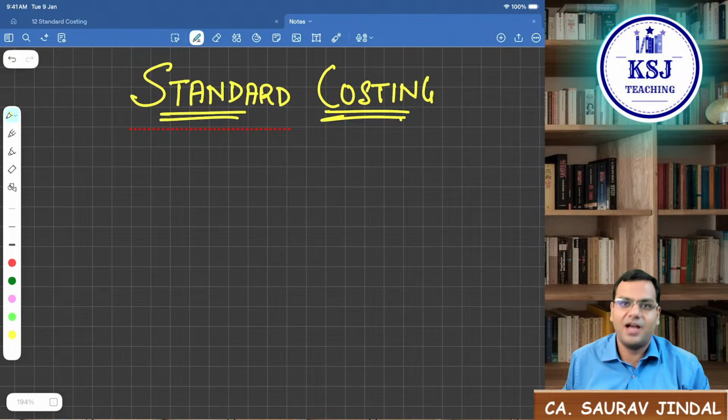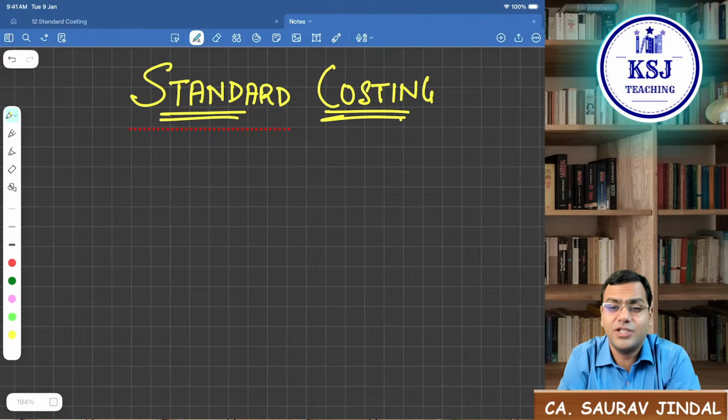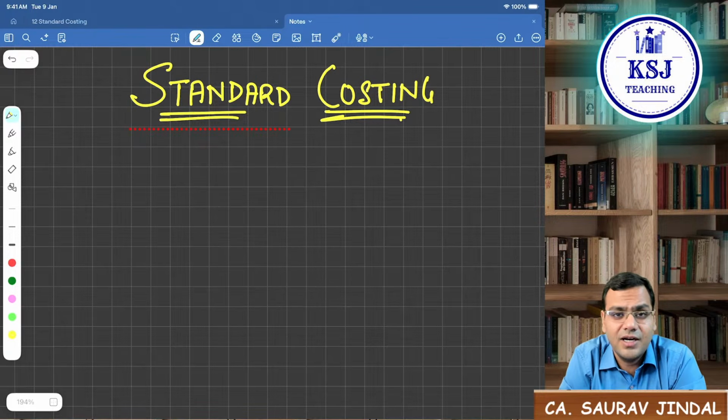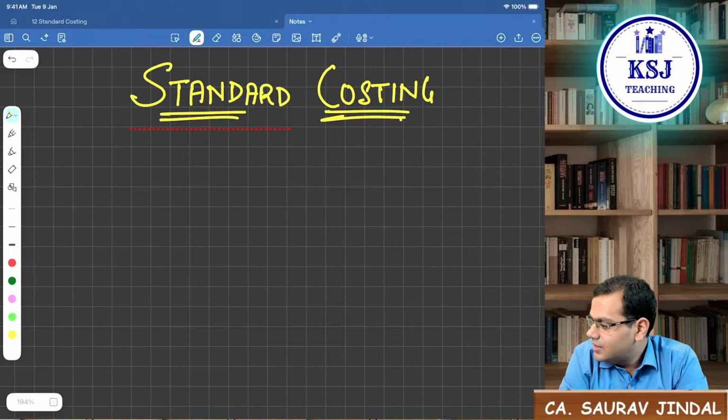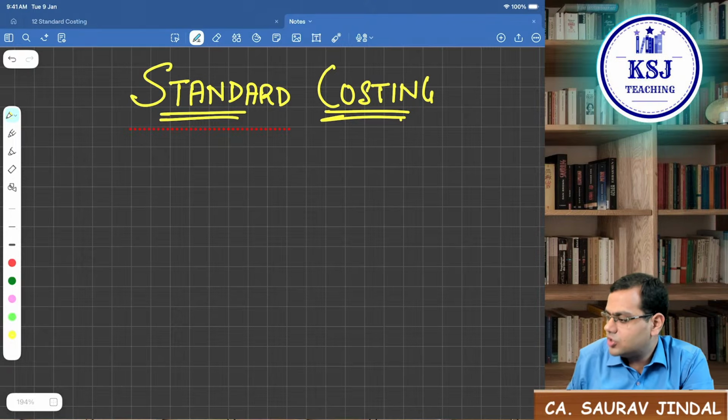Today we have a very important session coming up, that is on standard costing. It is considered to be one of the tough chapters of costing, but let's quickly revise this chapter and make it easy. So join in quickly.